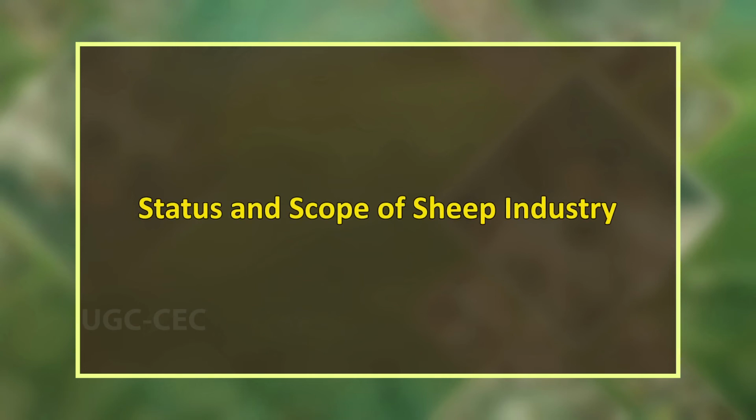Dear students, today we will discuss the status and scope of the sheep industry. Livestock systems have both positive and negative effects on the natural resource base, public health, social equity and economic growth. Currently, livestock is one of the fastest growing agricultural subsectors in developing countries. Its share of agricultural GDP is already 33% and is quickly increasing.